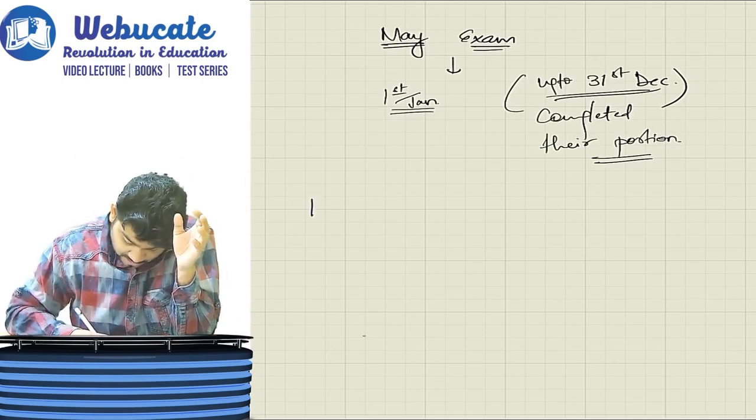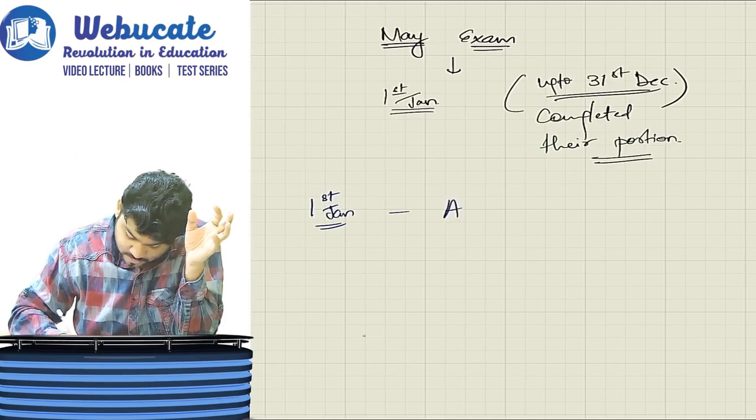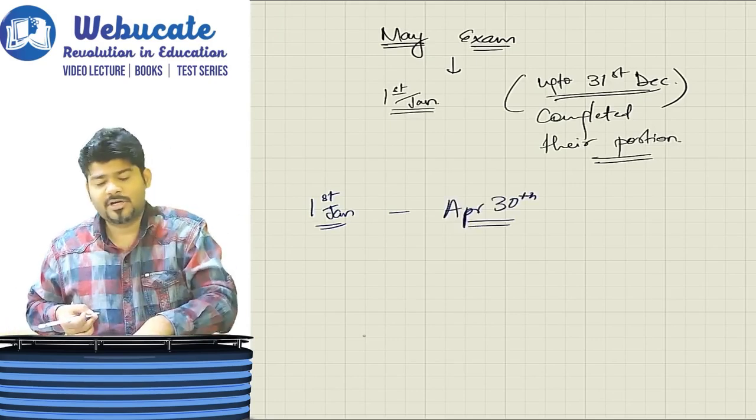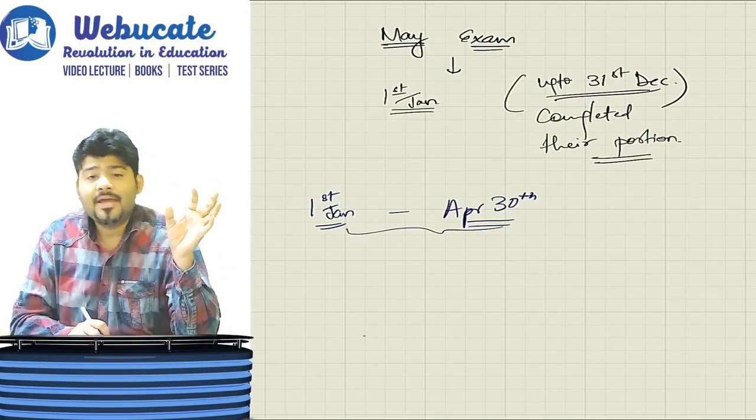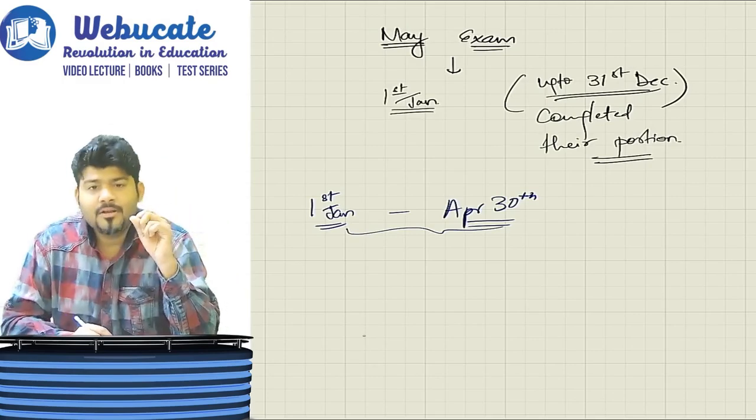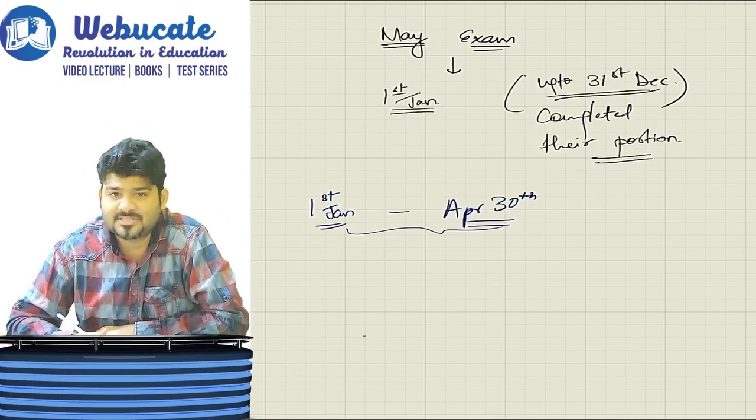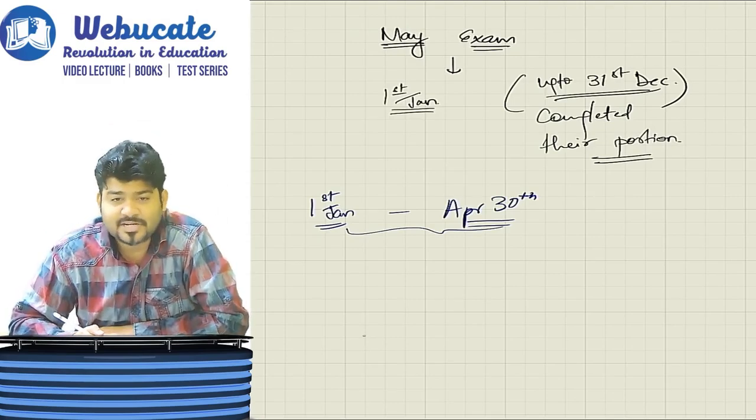So all of us know from 1st Jan you also get leave, and from 1st Jan to April 30th they have planned to study hardcore within themselves and give the examinations. So 1st Jan to 30th April they are planning to study. Now assume today is 1st Jan. So from 1st Jan they have started to study.